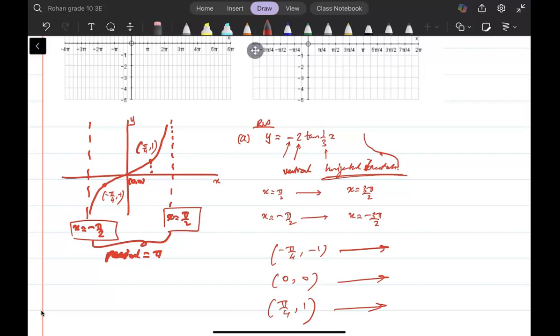So what will I do? Vertical will affect all the y values, so you multiply all this by minus 2. So minus 2 means this is minus 2, 2. This becomes multiplied by 0 and that will be minus 2. Vertical means your y. Horizontal will affect your x values, so multiply this by 3. So minus 3 pi by 4.